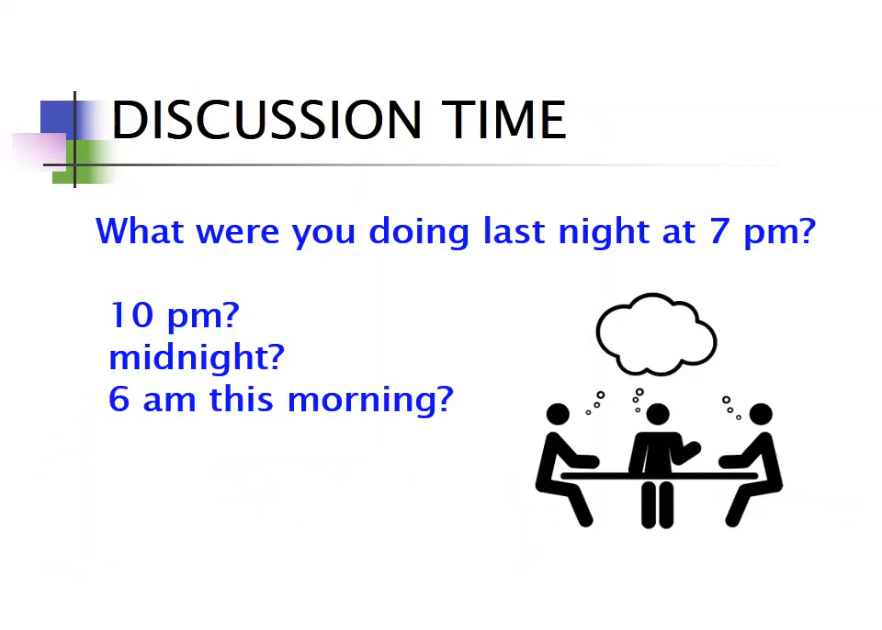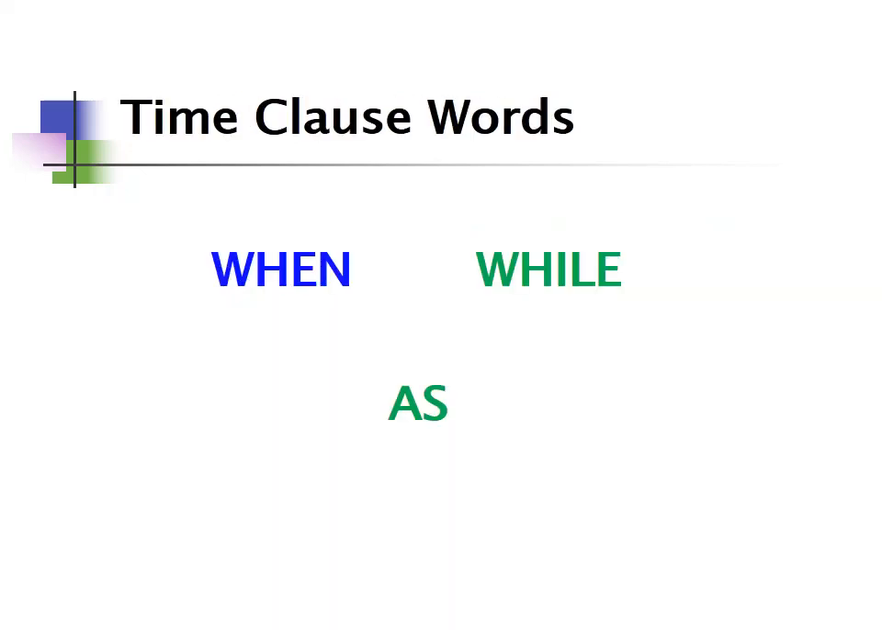Discussion time. What were you doing last night at 7 p.m.? What were you doing last night at 10 p.m.? What were you doing at midnight? What about 6 a.m. this morning? What were you doing this morning? I want you to discuss with each other for a few minutes at your table. Ask some of these questions and then answer, of course, in the past progressive. And you might want to use some follow-up questions like, why were you still sleeping at 10 a.m. this morning, etc.